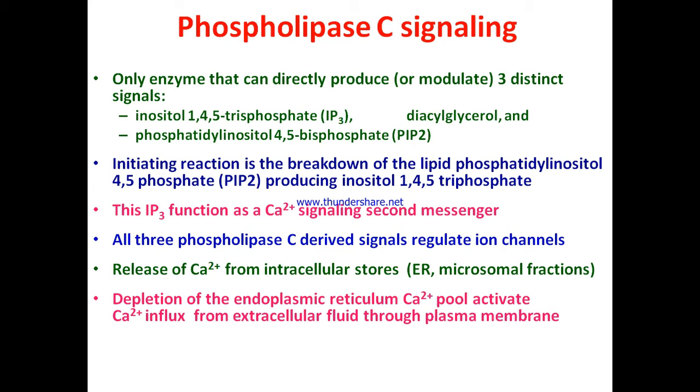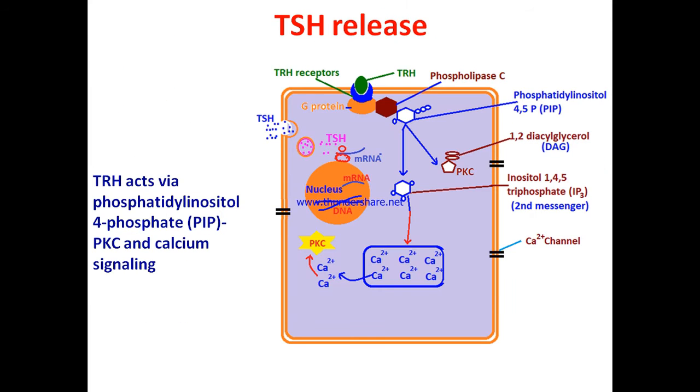All three phospholipase C derived signals regulate ion channels. So their influence is made by regulating ion channels, mainly Ca2+ channels. These signals induce the release of Ca2+ from intracellular storage, that is endoplasmic reticulum, microsomal fractions, etc. The release of Ca2+ from the endoplasmic reticulum depletes the endoplasmic reticulum Ca2+ pool. This will activate Ca2+ influx from extracellular fluid through the plasma membrane. So this is how TSH release is controlled by phospholipase.